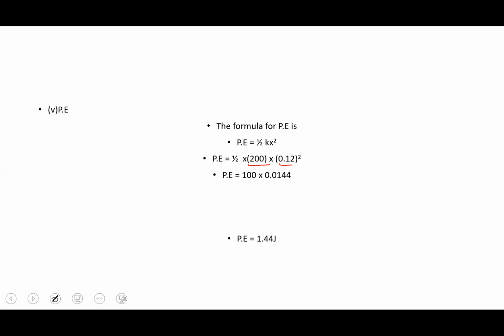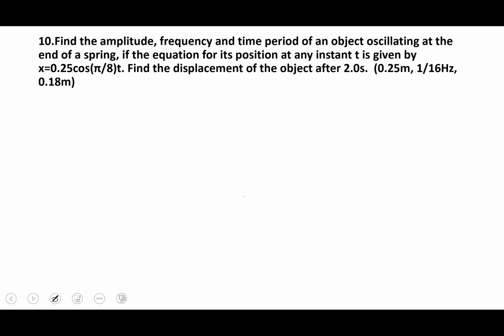And in a similar way, we can figure out the value of potential energy by using the formula, which is equal to half kx squared. We have the value of k, which is 200, and the value of x is 0.12 squared. So putting in the values, what do we get? It will be 100 multiplied by 0.0144. So potential energy is equal to 1.44 joules right over here.